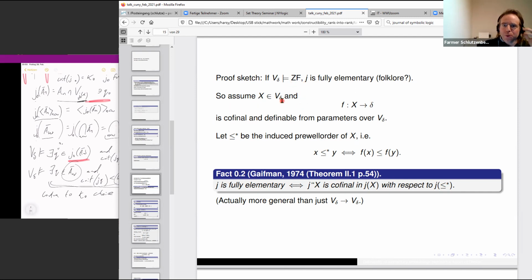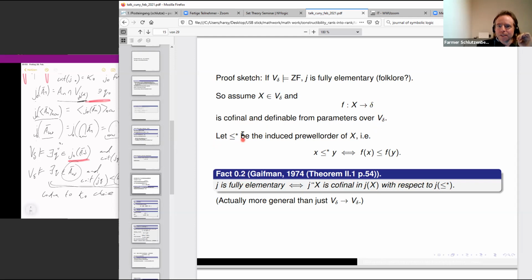Okay, so let's assume then instead that V delta fails ZF, and so we've got some failure of collection. Right, we've got a rank segment, so obviously it models separation and everything else, so it's collection that fails. So we take some x in V delta and some function that's from x into the ordinals, into delta, which is cofinal and definable from parameters. So that's exactly what it means to have a failure of collection, or equivalent.